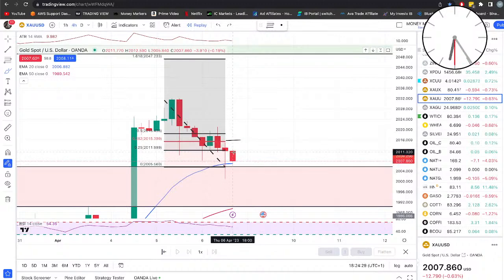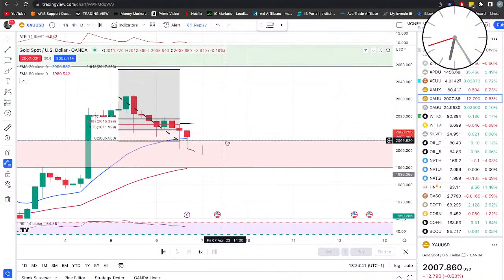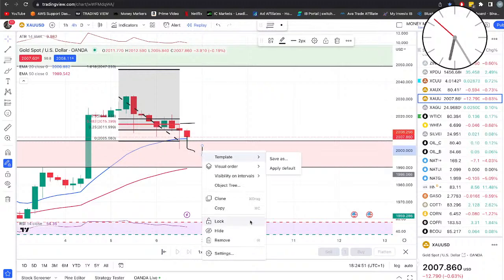Sorry. What I'm expecting is a further push down, and I'm expecting a buy signal here within this zone. So not selling at this point. The zone, in case you missed, is 2005 and goes down to 1990. So still looks bullish to me, Paresh, for gold.